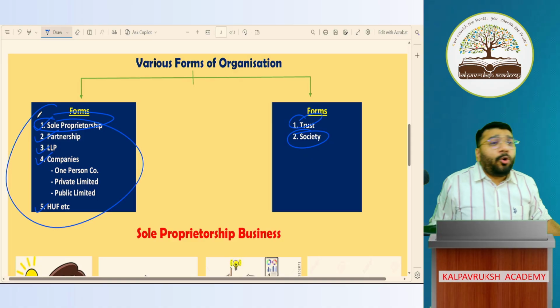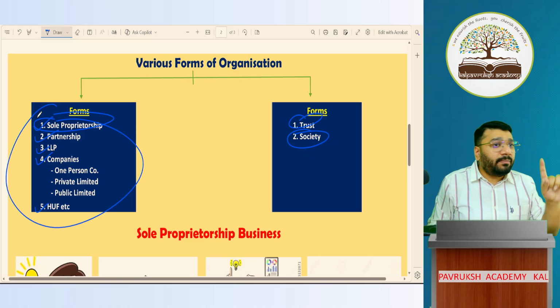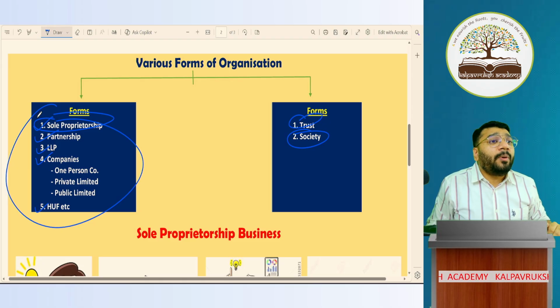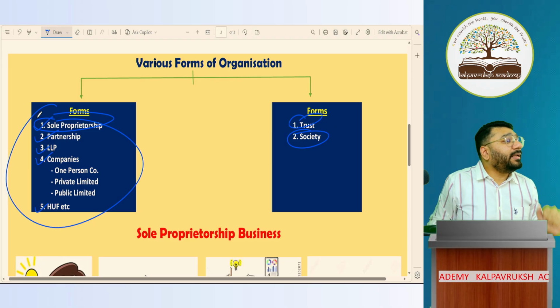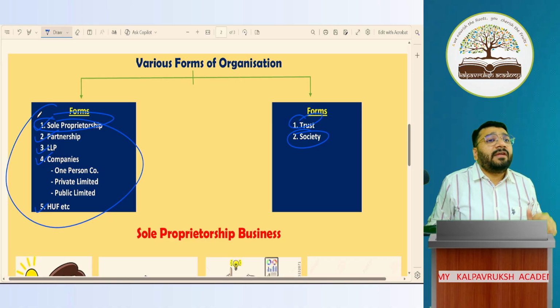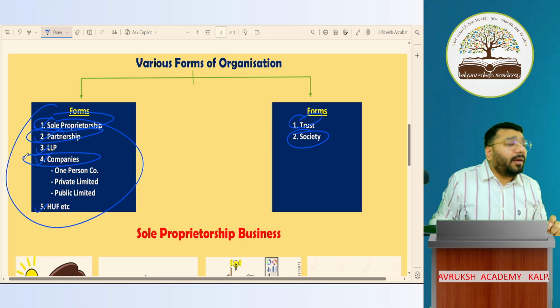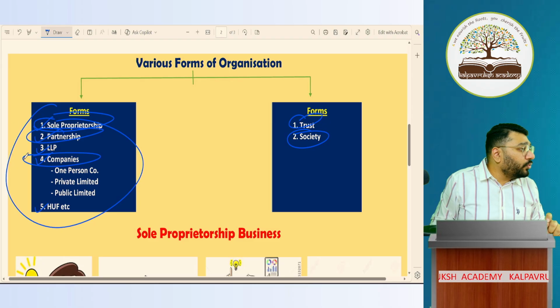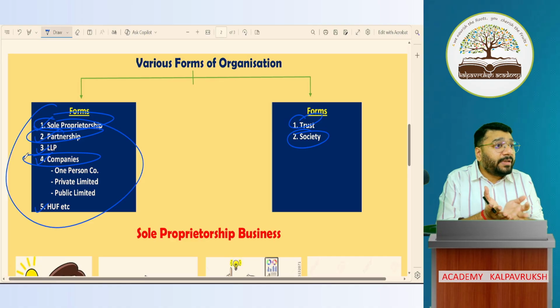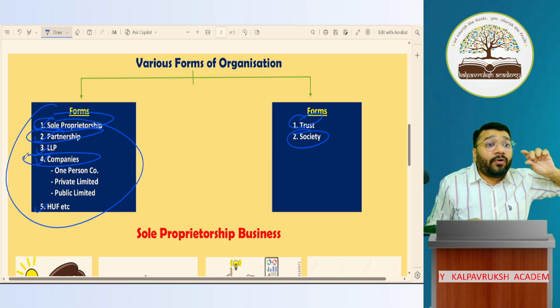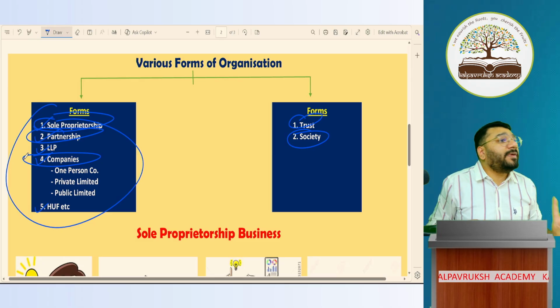Now, accounting for sole proprietorship business was something which you learned in the 11th standard. In 12th standard, we are going to learn how to do accounting for partnership business and companies. In companies, I told you, we are not learning the entire accounting for companies. We are only learning the accounting for share capital part and accounting for debenture part. Only these two things we are going to learn.